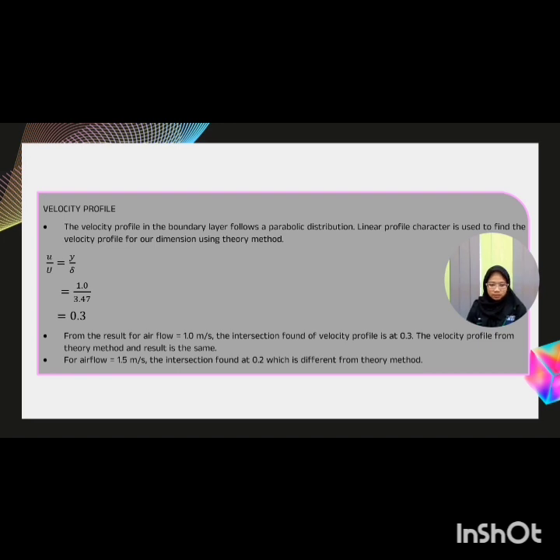Next comparison is velocity profile. As we know, the velocity profile in the boundary layer follows a parabolic distribution. A linear profile characteristic is used to find the velocity profile for our dimension using the theory method. The equation is u over U equal to y over delta, which is 1.0 over 3.48. We will get 0.3. From the result for the airflow 1.0, the intersection found of the velocity profile at 0.3, which is the velocity profile from the theory method, and the final result is the same. And for the airflow 1.5 meter per second, the intersection found at 0.2, which is different from the theory method.